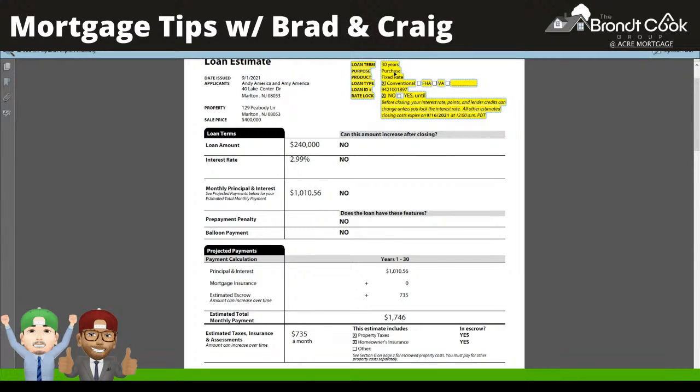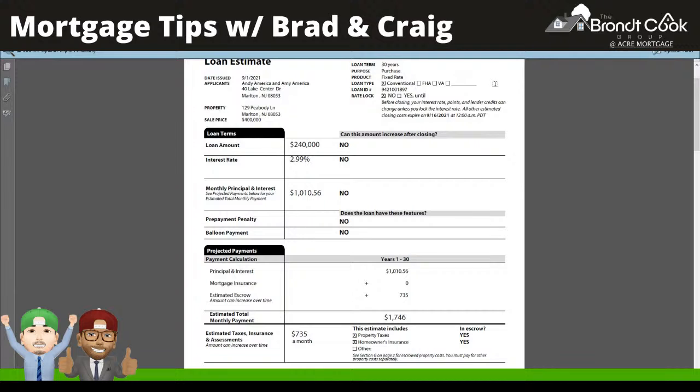And if you're getting a loan estimate and somebody's quoting you a rate and you want to make sure that your rate is protected for a said period of time, you want to make sure that box is checked yes, and that it gives you a date on which the rate would expire. So that's an important area to look at on the loan estimate, whether your loan is locked or not.